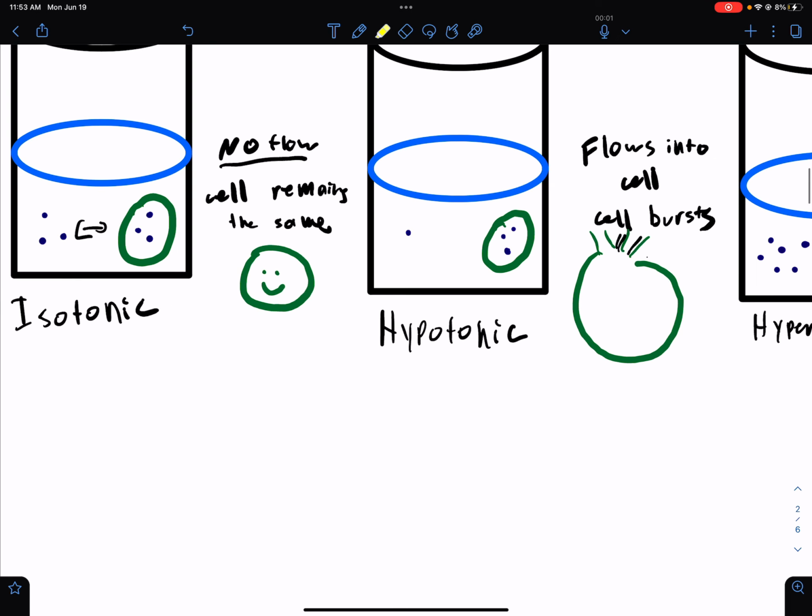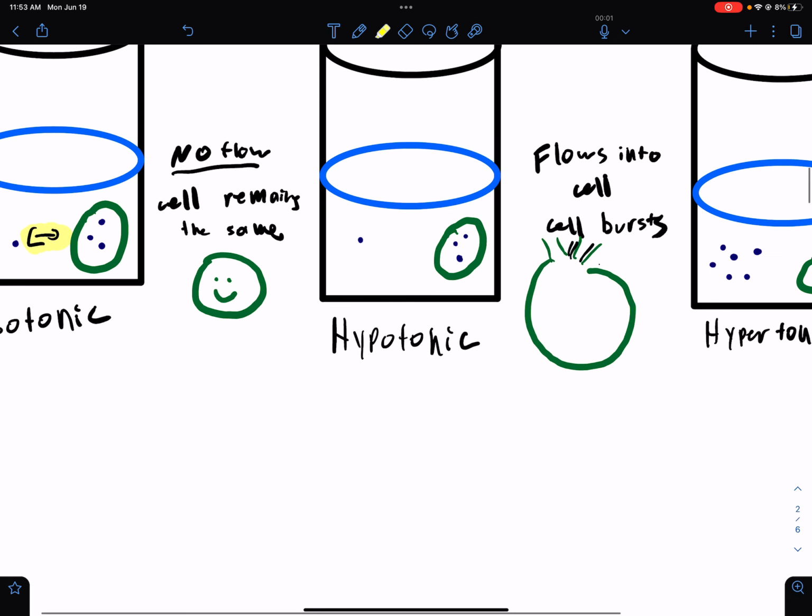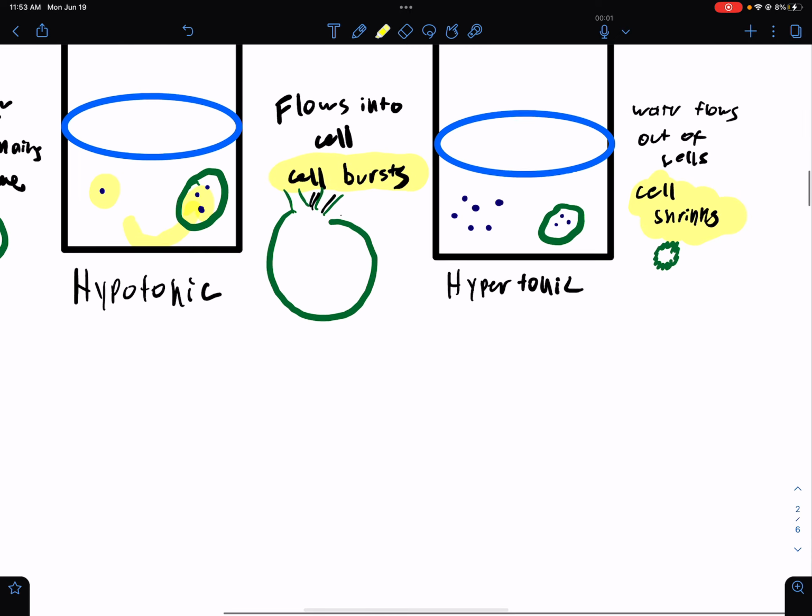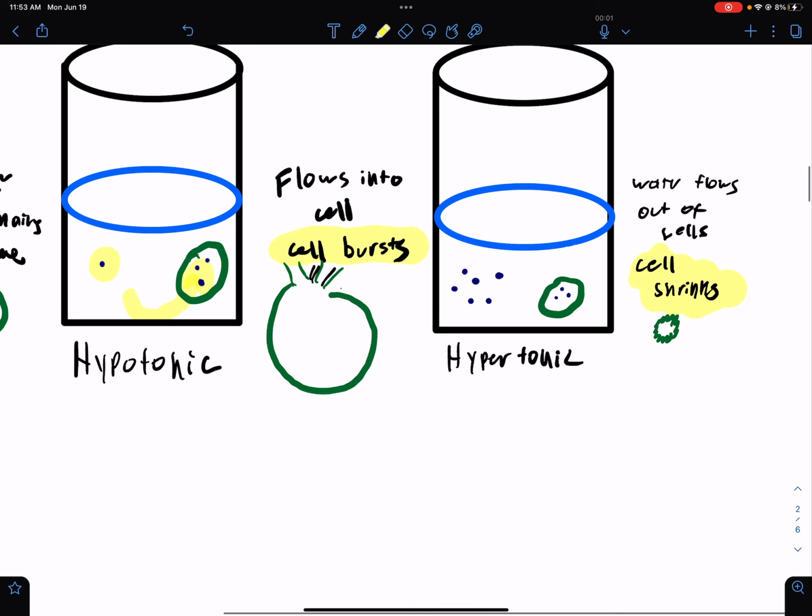So our fluid would be isotonic to the cell. Our fluid is hypotonic here because we see this smaller concentration. That means water is going to want to follow this salt gradient and go into the cell, causing cell swelling or cell bursting. And then hypertonic occurs because this fluid concentration is so much higher than the cell concentration, causing the cell to shrink.